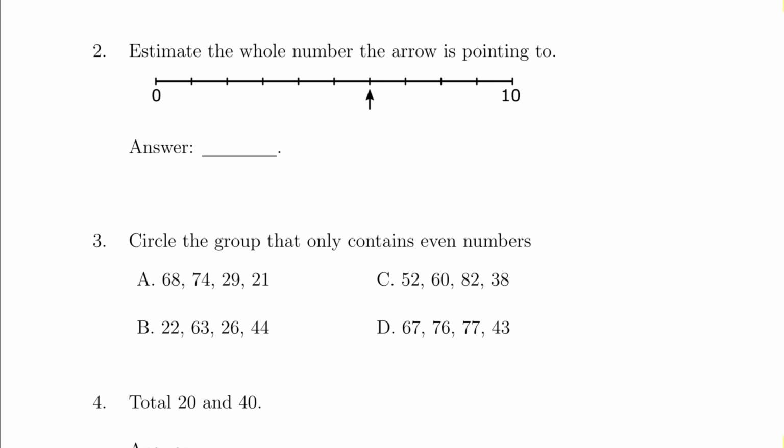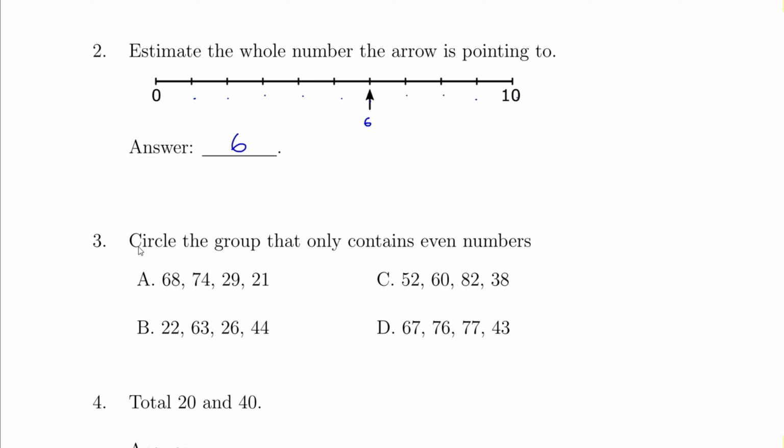Question number 2. Estimate the whole number the arrow is pointing to. If we have 0 here and 10 here, we just need to check if this point represents one whole number each. If we start from 0, it should be 1, 2, 3, 4, 5, 6, maybe 6, 7, 8, 9, 10. So that was correct. This one is 6.